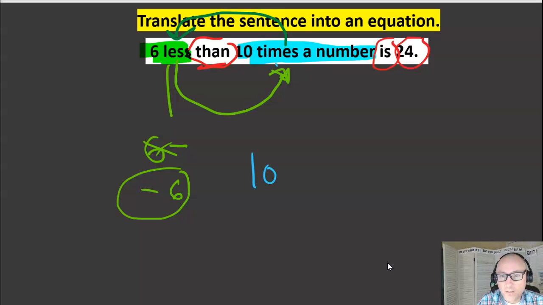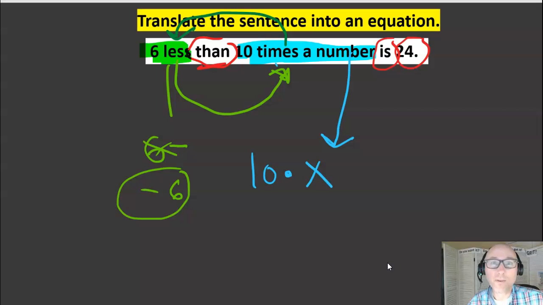10. Here's our times. Let's use a dot for now. A number, pick any letter you want. Let's just use X just because X is the most popular letter. Not that the most popular is always the best, by the way. Popular doesn't mean always the best quality. Keep that in mind, okay?